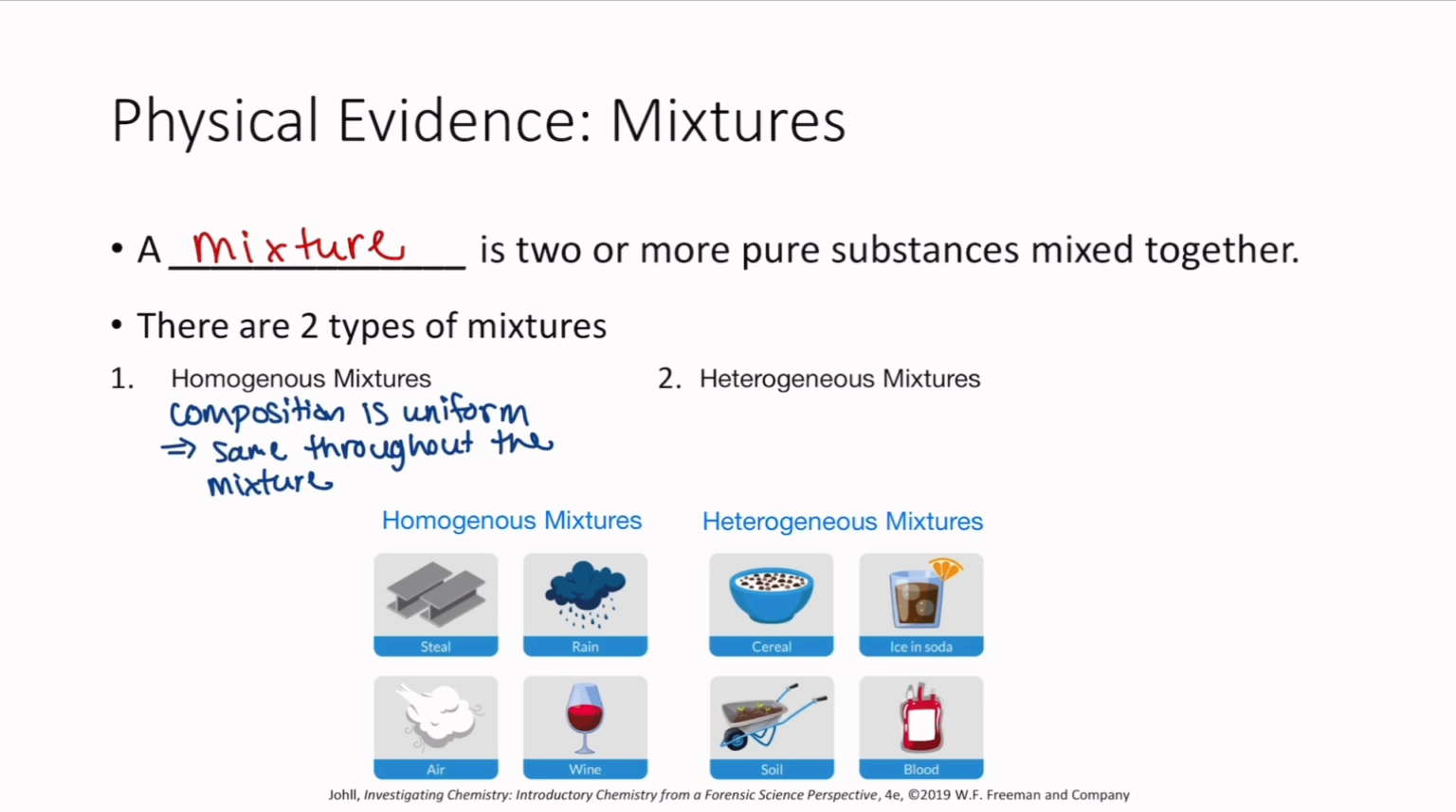A common misconception is that a mixture has to be liquid. That's not the case. Steel is a great example of a homogeneous mixture. Rain is an example of a homogeneous mixture. Air is an example of a homogeneous mixture. And wine is also an example of a homogeneous mixture. Other examples might include something like milk. When you buy milk at the store, most of the time it has been homogenized because the fat and the liquid have been mixed together.